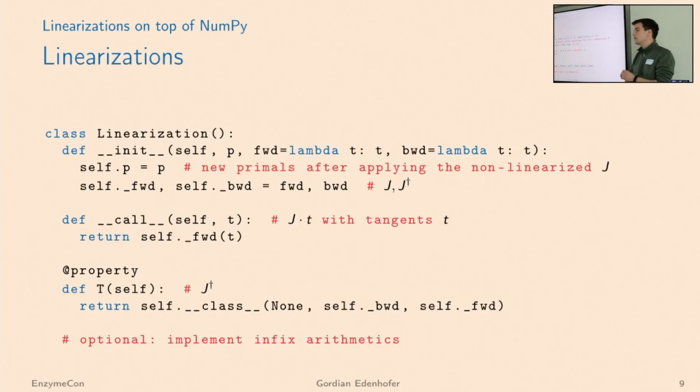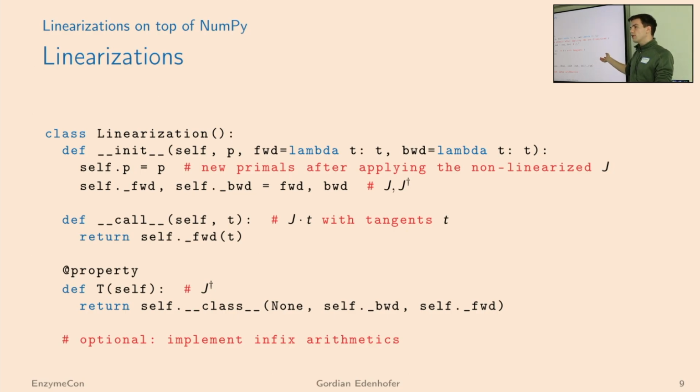In terms of code, the class that we built around this likewise takes three inputs. It knows about the primals, so it knows where the linearization is built. It knows about the forward pass, and it knows about the backwards pass, here denoted by FWD and BWD. If we call our linearization, we're going to say that this is just the Jacobian applied, and if we call the T, so the transpose of it, we're just going to swap the backwards and forwards, so we're going to call the backwards pass of it.